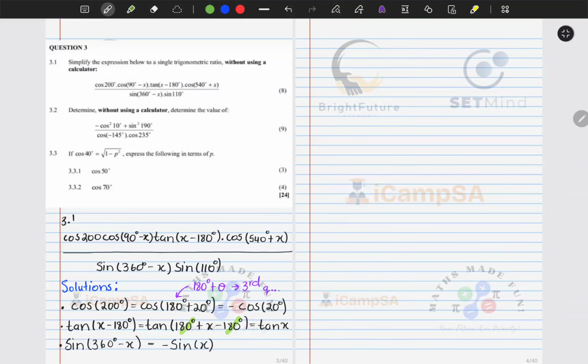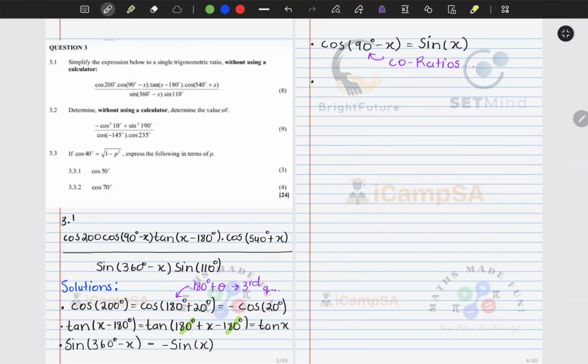Then let's have a look at the cos. We have cos of 90 degrees minus x, and this speaks to something you should have learned, which is called co-ratios. You convert a sine to a cos, or a cos to a sine, when you have 90 degrees minus x. So this here can be replaced with sine of x.